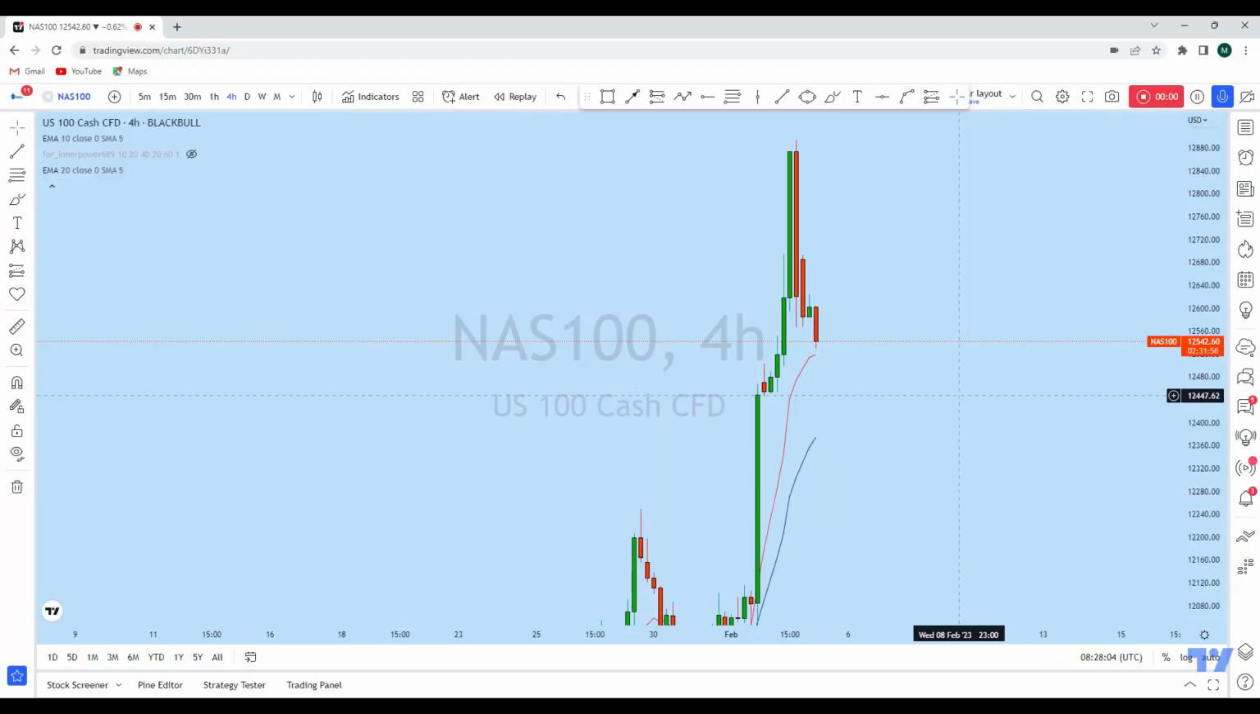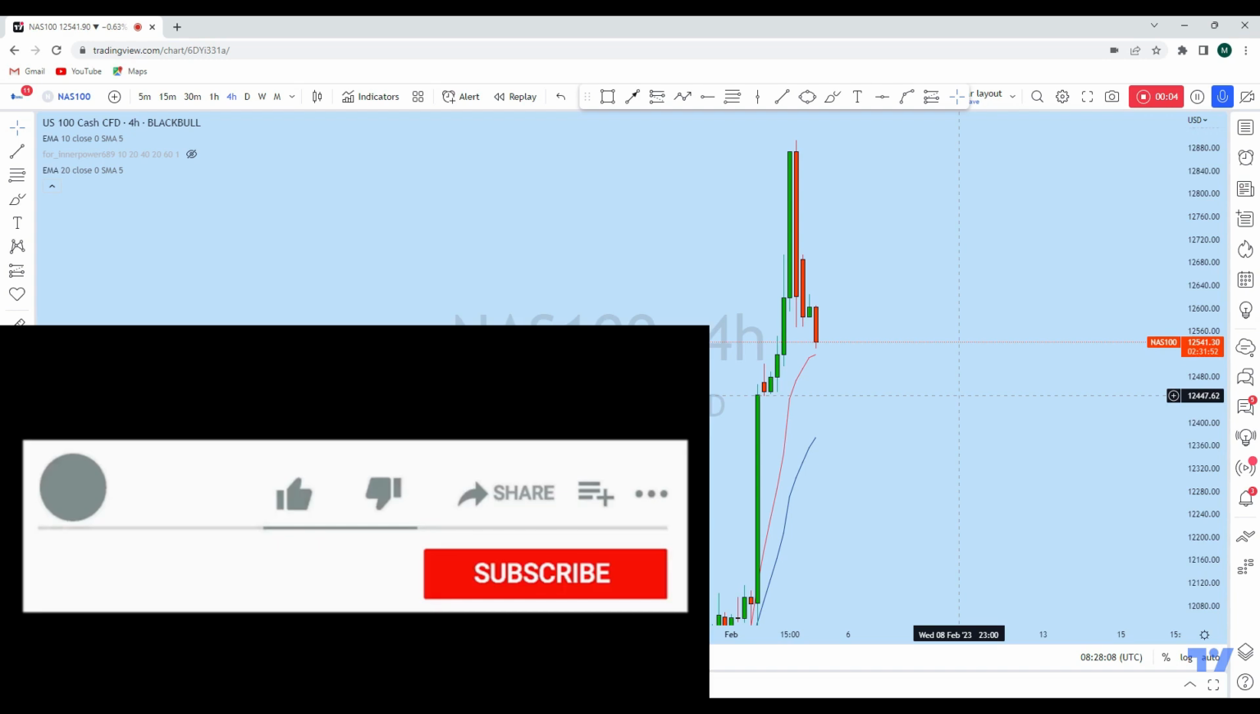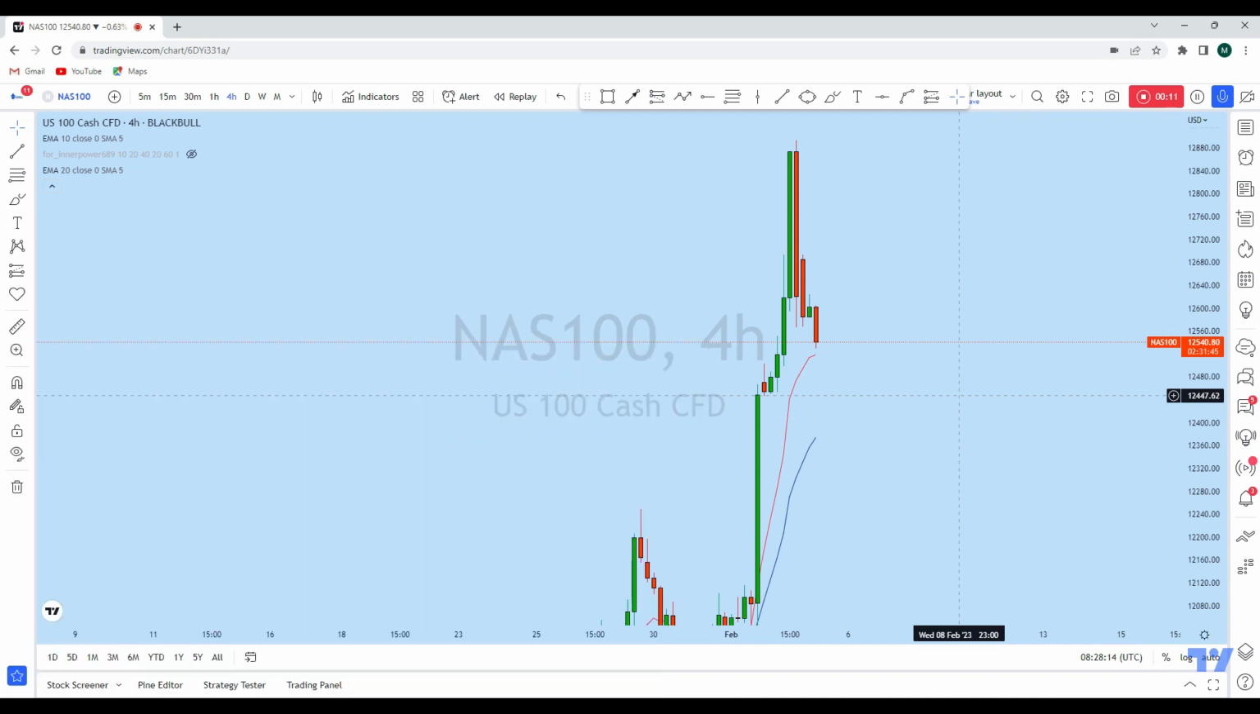What's up, today? So let's do a complete multi-time frame analysis on Nasdaq. Let's see what kind of trading opportunity we currently have in NAS100. Now, as you can see, Nasdaq on the lower time frame is giving us a significant trading opportunity.